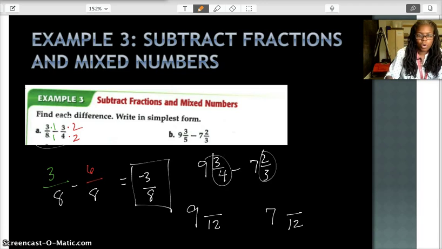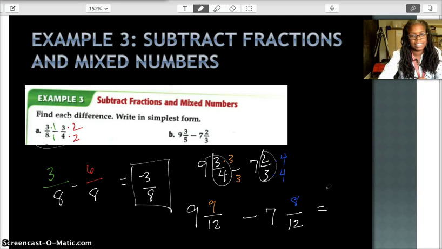So check this out. What do I multiply 4 by in order to get 12? 3. So if I do it to the bottom, I'm going to do it to the top. What am I going to multiply 3 by to get 12? 4. I'm going to do it to the bottom, do it to the top, and I have that. All right, so now that I'm here, now this tells me what I need to do.